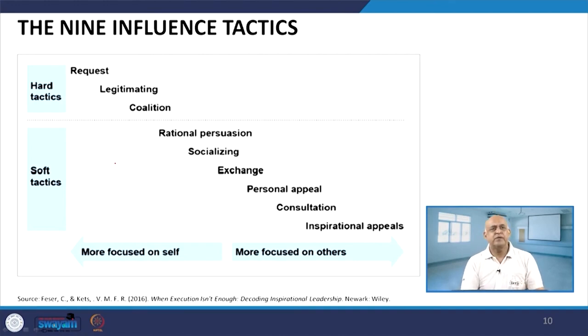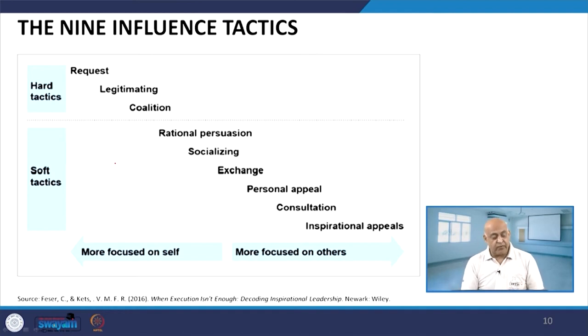Once you know these five types of powers, then definitely you will be able to get the power of influence, and that power will be a part of influence tactics. So, the hard tactics are request, legitimating, and coalition. The soft tactics are rational persuasion, socialization, exchange, personal appeal, consultation, and inspirational appeals. They are more focused on self and more focused on others. So, whenever we are talking about inspirational appeals, I would like to take the inspirational appeals first.